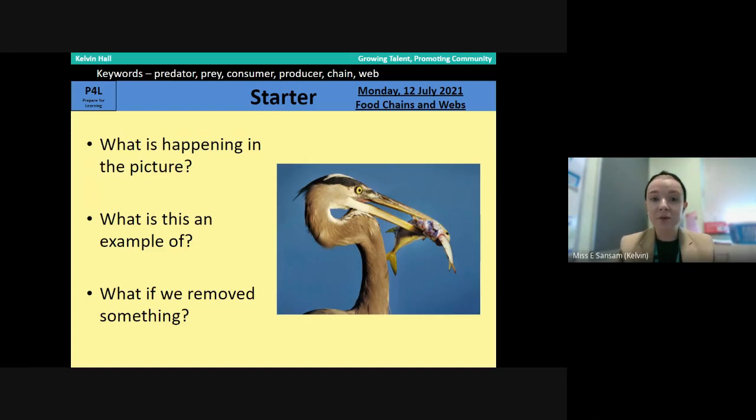Hopefully you had a chance to either write down or have a discussion about what would happen if we remove something. Now, obviously, if we were to remove one of the fish from that picture or their species entirely, then that would have a real knock-on effect to their food chain because other organisms may not have enough food. So that's what today's lesson is going to be about.